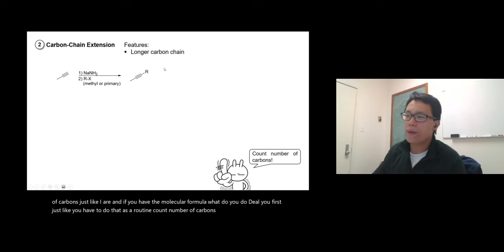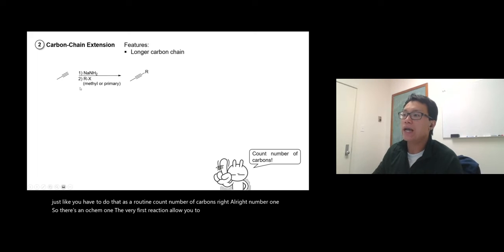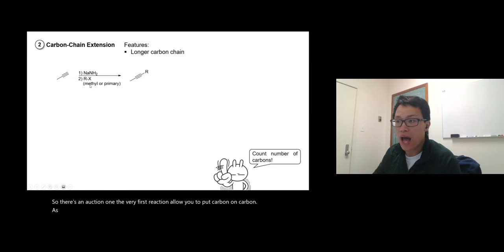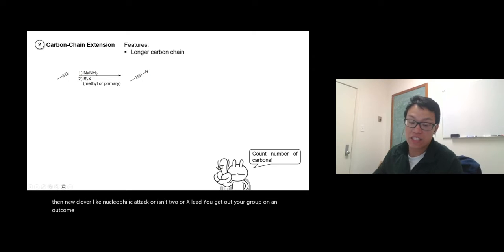All right, number one. In OChem 1, the very first reaction that allows you to put carbon on carbon is alkylation of alkyne. Right, use sodium amide right here on this terminal alkyne, and then nucleophilic attack, or SN2, on an alkyl halide. You get an alkyl group on an alkyne. Cannot do it with tertiary. That's SN2.